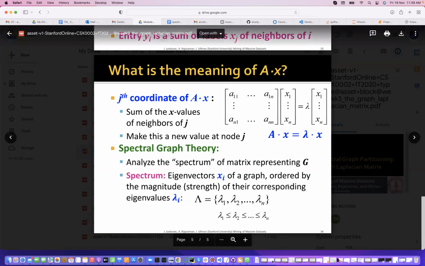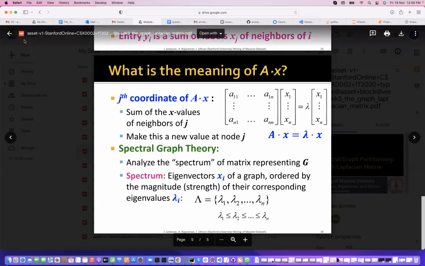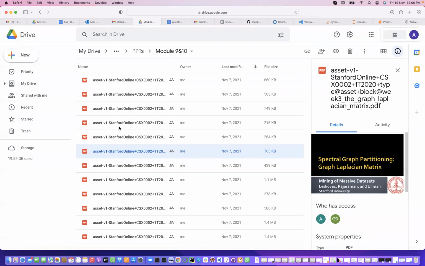So the eigenvectors xi of a graph are ordered by the magnitude of their corresponding eigenvalues lambda i. First you get all those eigenvalues, then order them as decreasing or increasing. Here they are ordering in increasing order: lambda 1 less than or equal to lambda 2. The first value is the smallest, and the second value is the second smallest, like that. This is getting the spectrum of the matrix A first. So get all eigenvalues and the corresponding eigenvectors too.